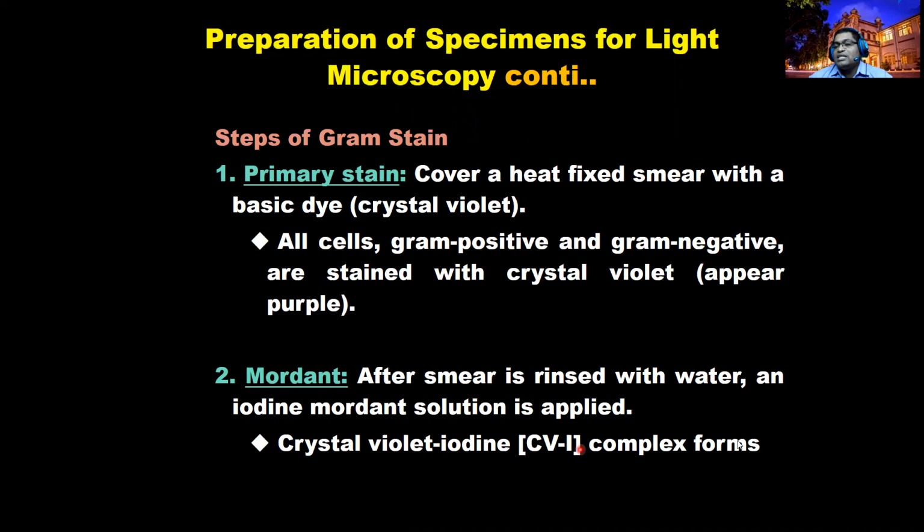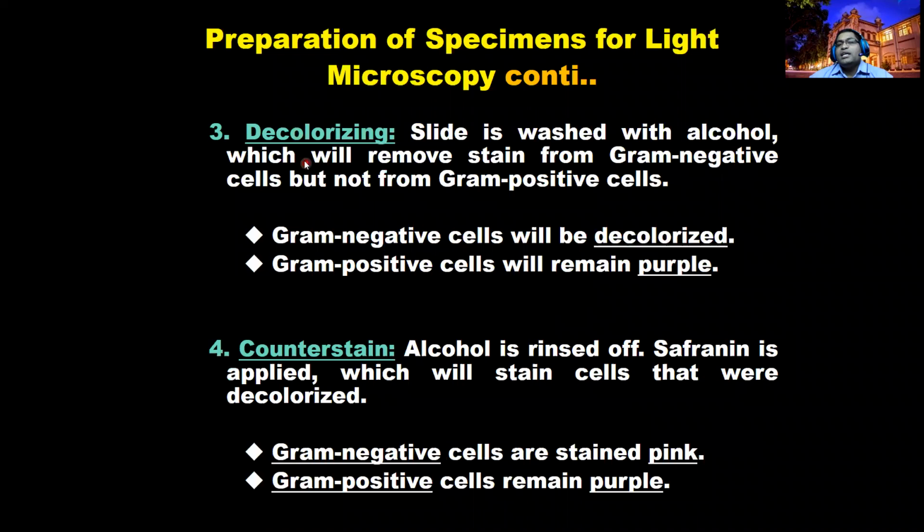If the dye is not accepted, it is a gram negative. Then decolorize it. Again, the slide is washed with alcohol to remove the stain from the gram negative cells, but not from the gram positive cells. This dye will be removed from the gram negative, not from the gram positive. Right? So first you will use a basic dye, then wash off the excess dye.